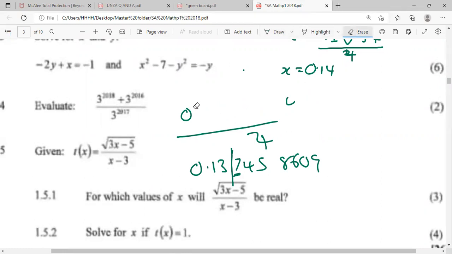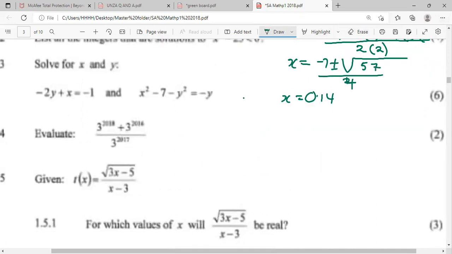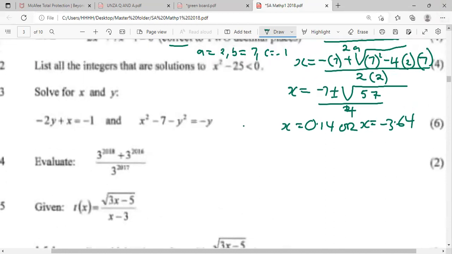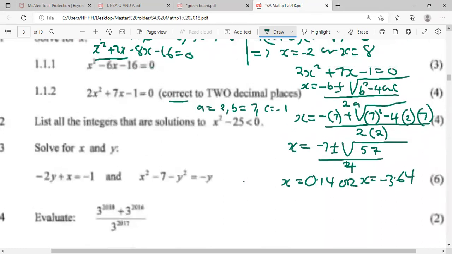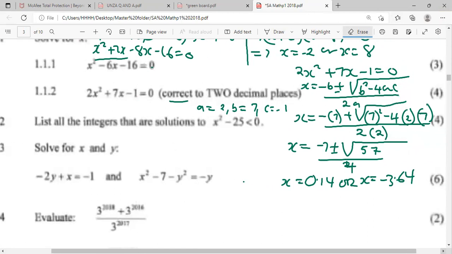So meaning that the last value will be the same. So we are going to say negative 7 minus the square root of 57 divided by 4. So our final answer will be negative 3.64. Okay, it means you are done with that equation. All right. Okay, let's deal with question 2.2. Okay, let me just erase this.